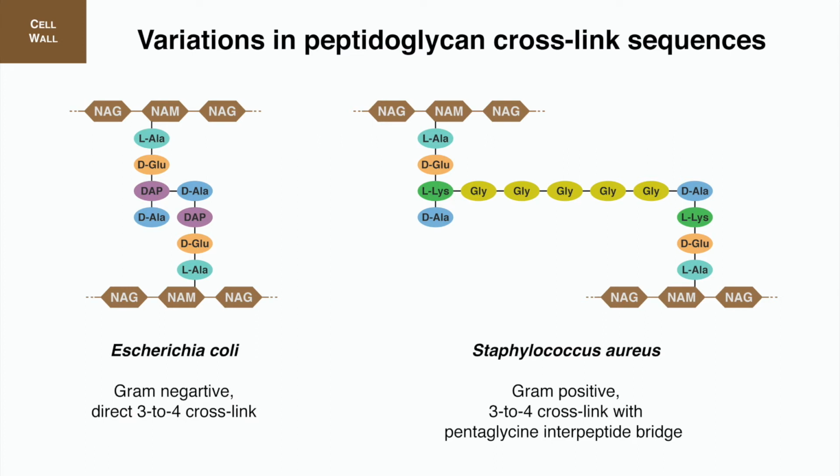This diagram demonstrates some of the variation in peptidoglycan crosslink sequences that can be observed between different bacterial species. Note the additional interpeptide bridge consisting of 5 glycine residues in the Staphylococcus peptide crosslink.